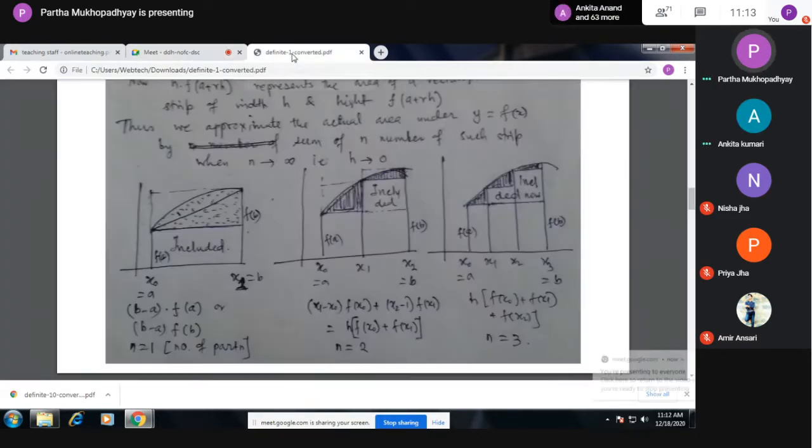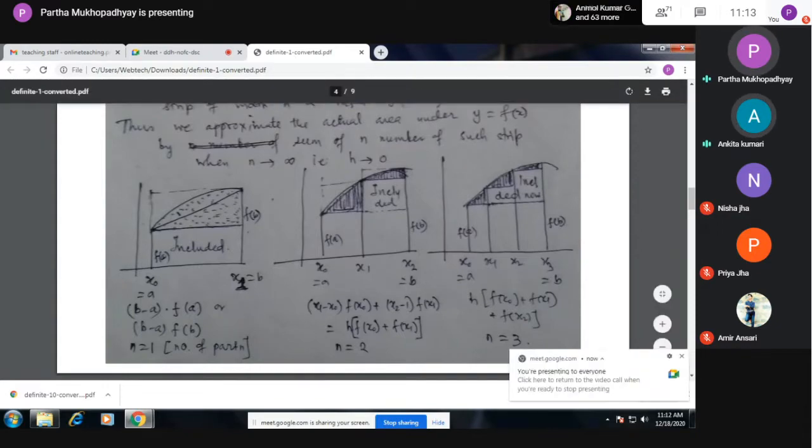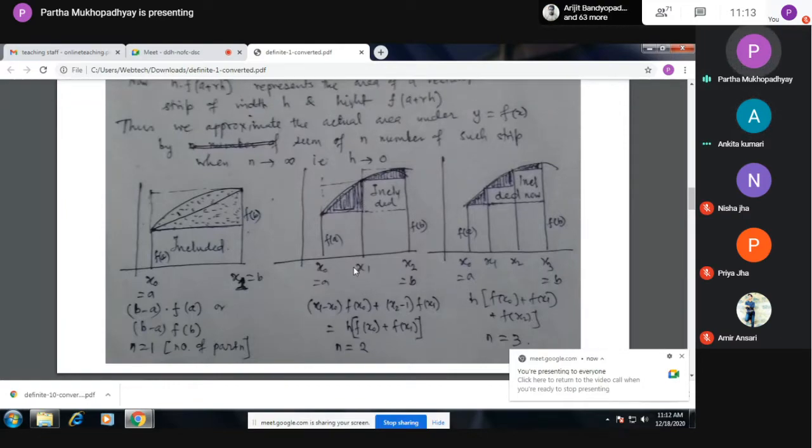Yes, sir. Okay, do you have any explanation, Ankita Kumari? Why does introducing the second point make it a better approximation? It has already been shown. Because there is one extra point, that is x1, that is y, this part.